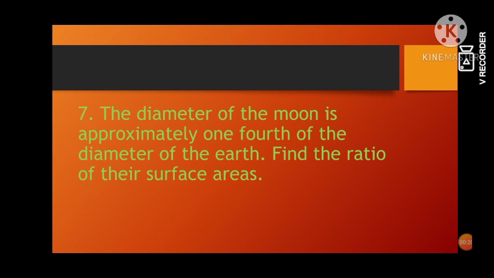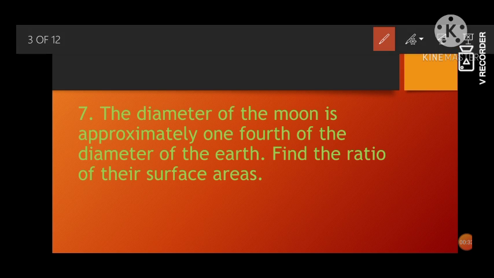Question number 7 says, the diameter of the moon is approximately 1/4 of the diameter of the earth. Find the ratio of their surface areas. So we know that the moon and the earth are spherical in shape. So the diameter of the moon and the diameter of the earth is provided, and we have to assume one of the diameters first and find the other diameter. And then we will find the ratio of the surface areas.